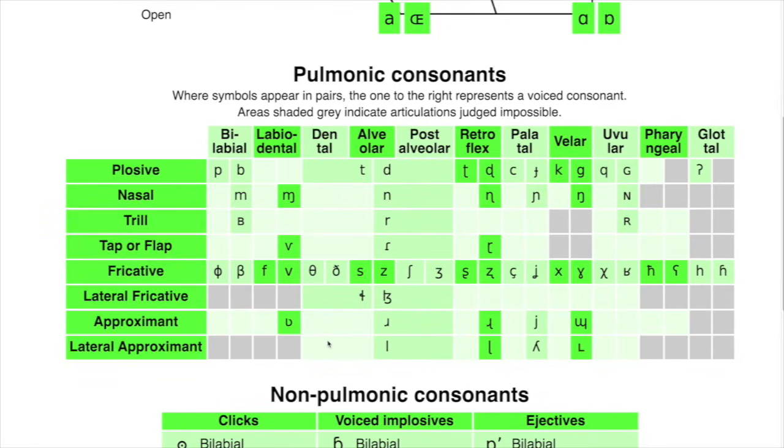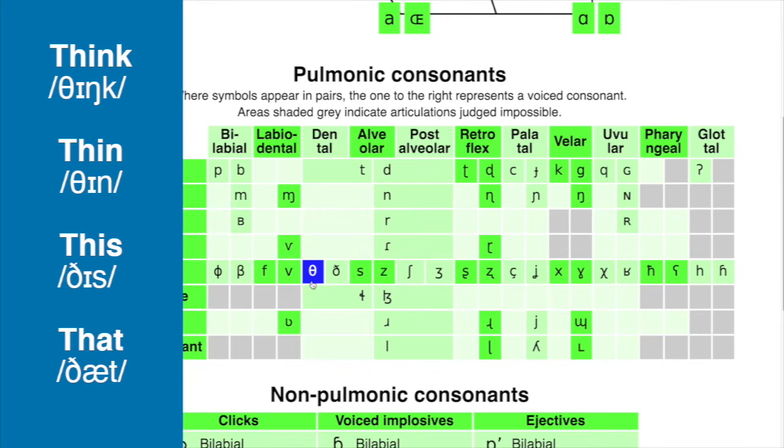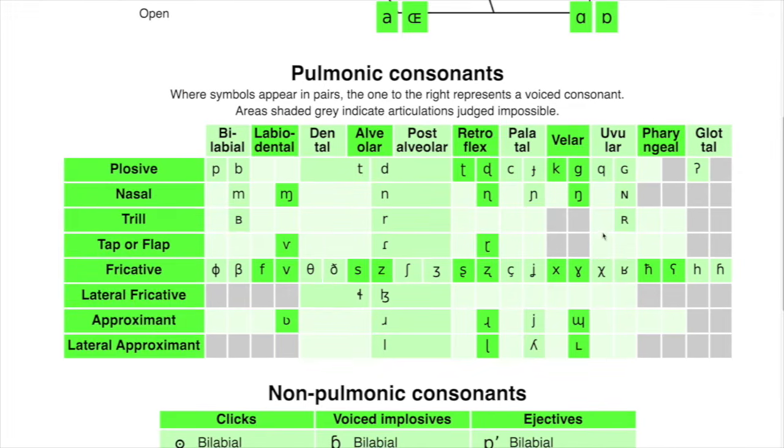All right, now we have to start getting into some of the consonant sounds that you might not recognize. All right, so this theta and this letter thorn over here, these letters are basically your TH in English, and one is voiceless, the other is voiced. So that would be the TH as in think or thin, and this would be the voiced TH sound as in this or that.